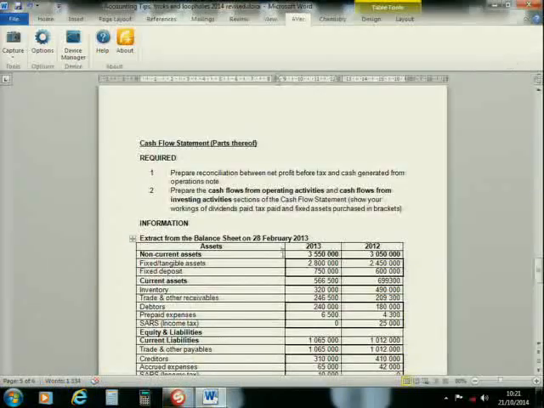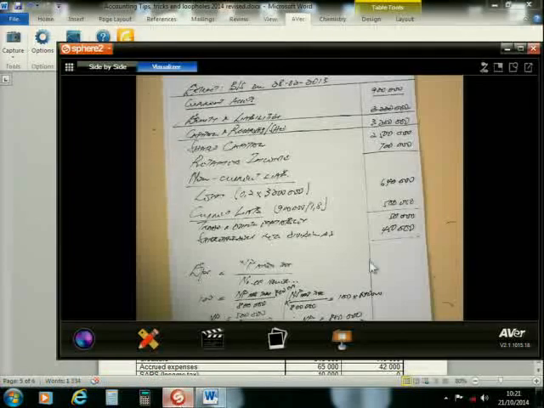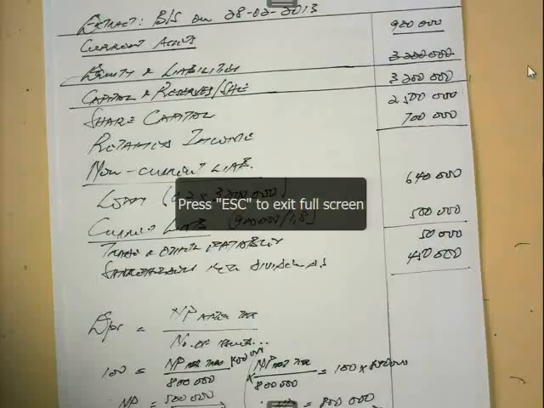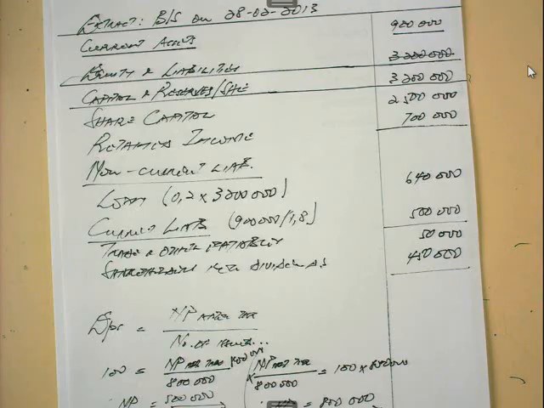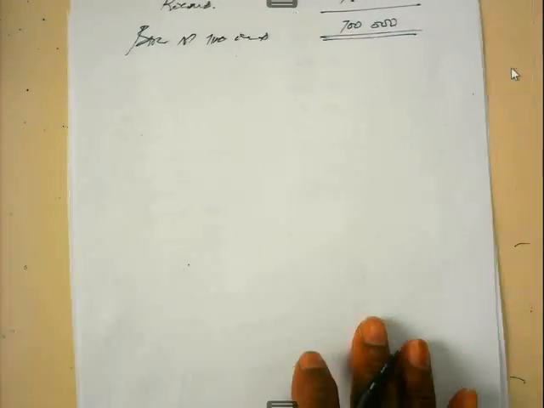These calculations will relate to calculating the fixed asset purchase, which is very important, calculating taxation paid, calculating dividends paid. All right? I'll do that by way of giving you some kind of a formula. Starting first with fixed assets purchased.